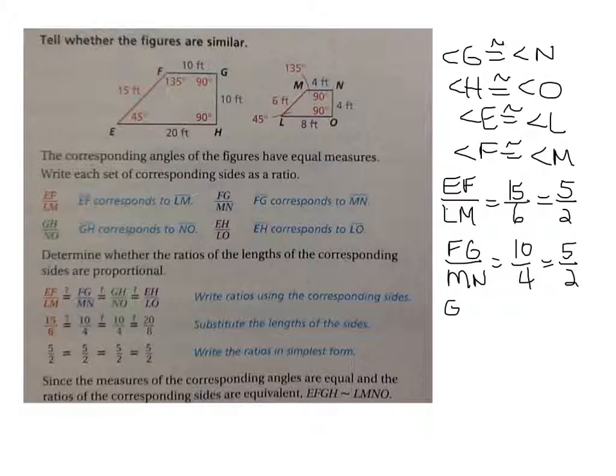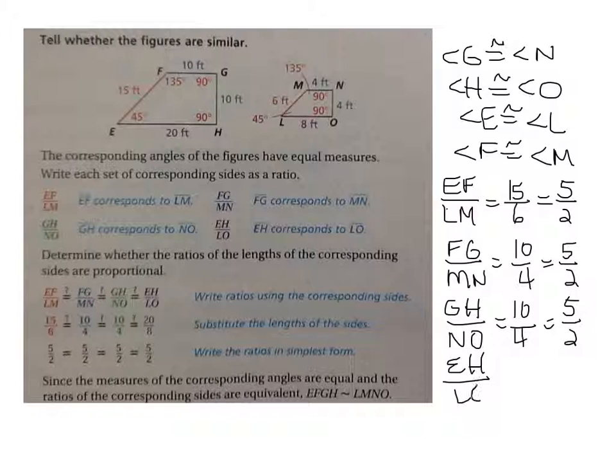So far it's looking good, right? Can I just stop here though? No, you need to keep going. Check it all the way around. Because this is not a rectangle, it doesn't follow that rule of opposite side lengths being the same. GH is, NO is, divide by 2, divide by 2. EH corresponds with LO, 20 to 8. I can divide by 4. Divide by 4. What do we find out here?